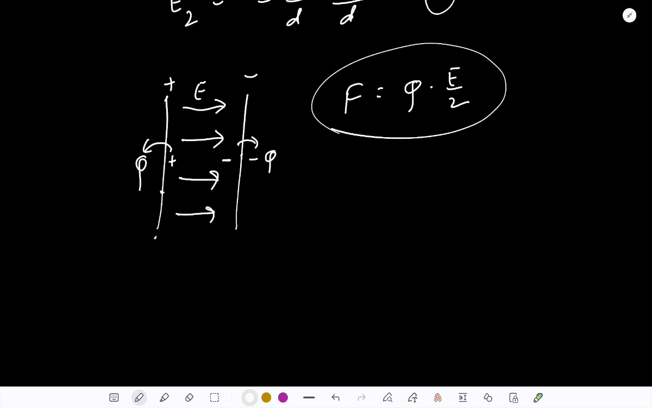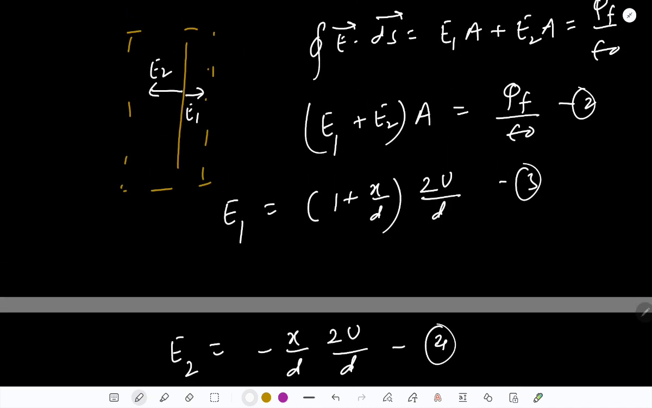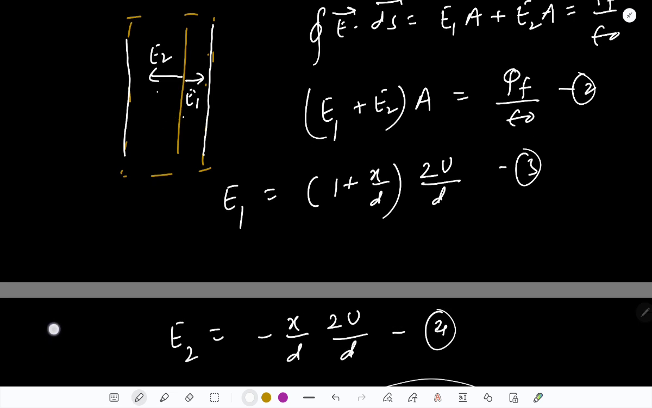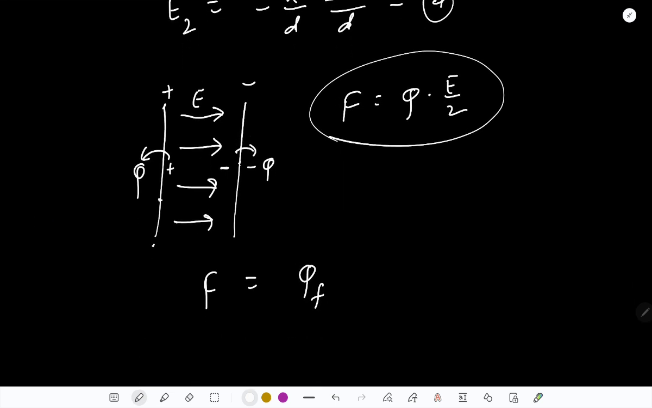And I can write that this force will be, the charge on the foil is QF, and there are two capacitors, and one capacitor is of course in this part and in this part, and there are two electric fields acting on it. So part of QF will be here and part of QF will be here. I can consider both of them together as QF, and the electric field is E1 minus E2.